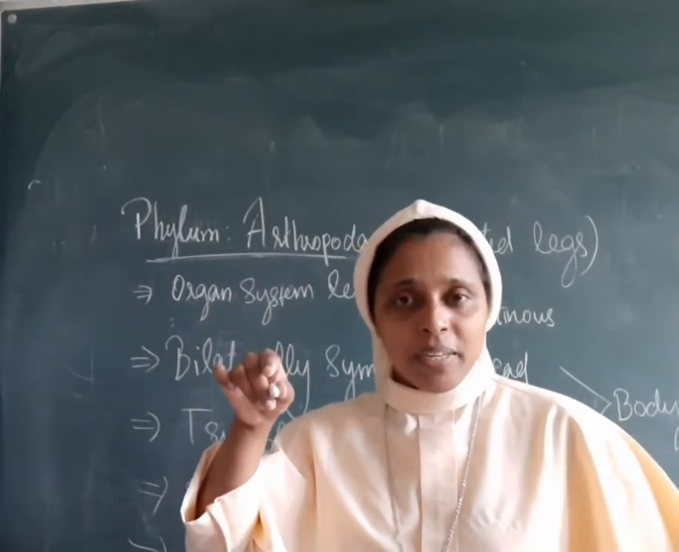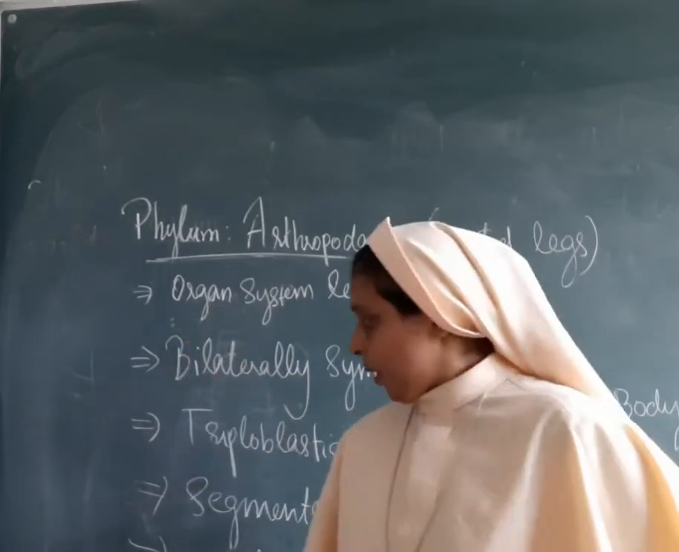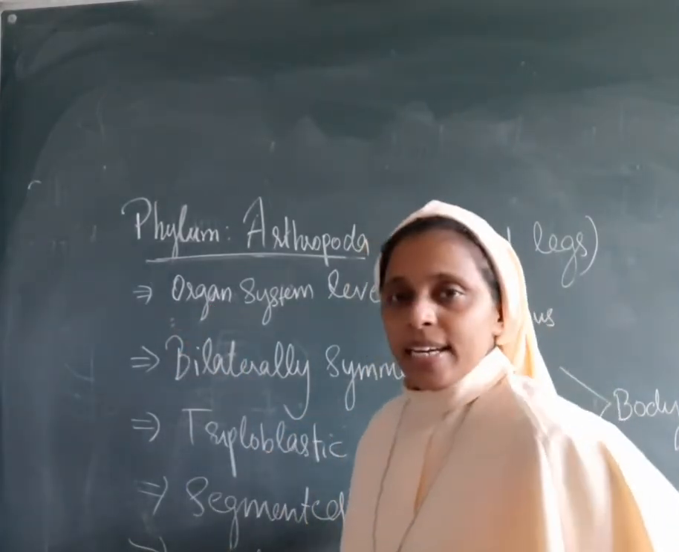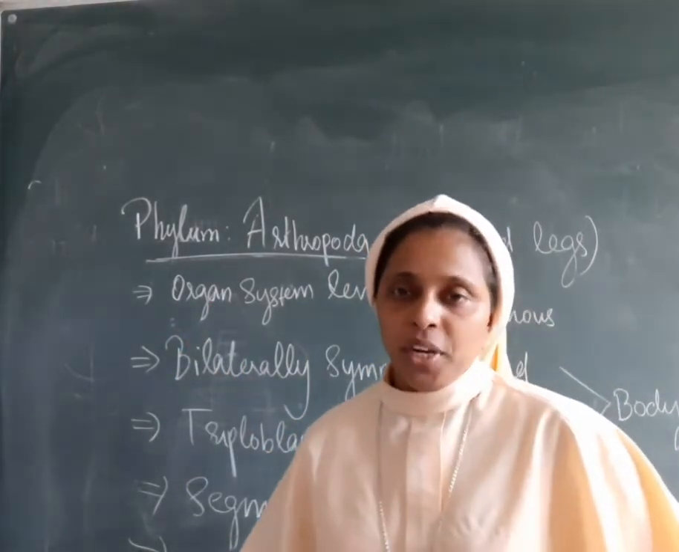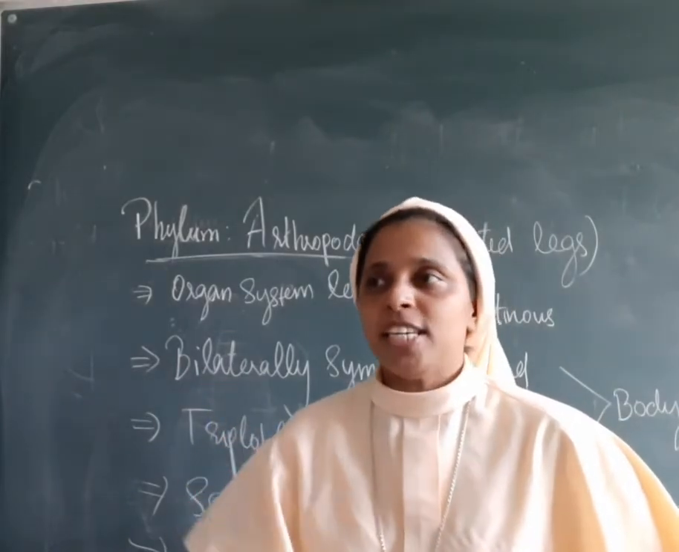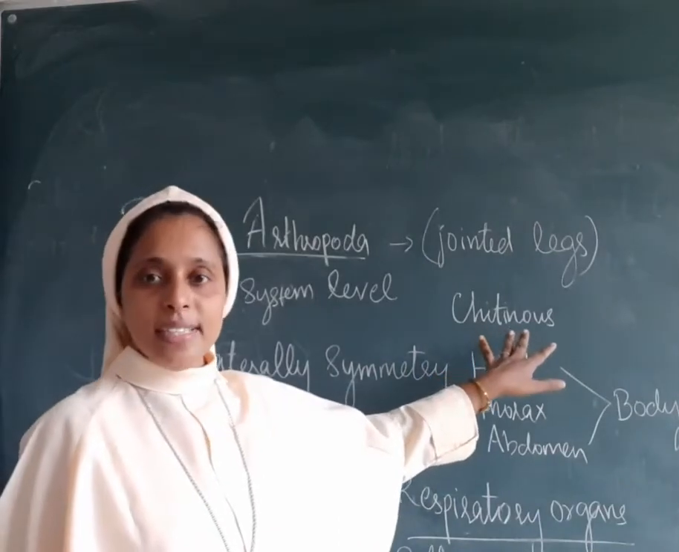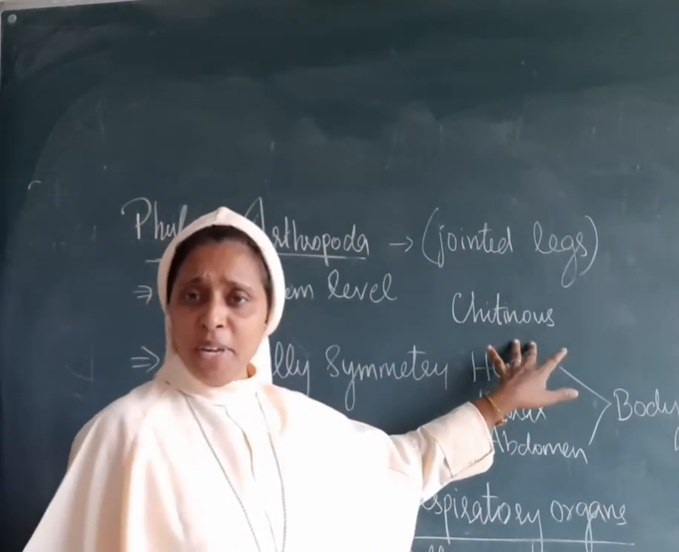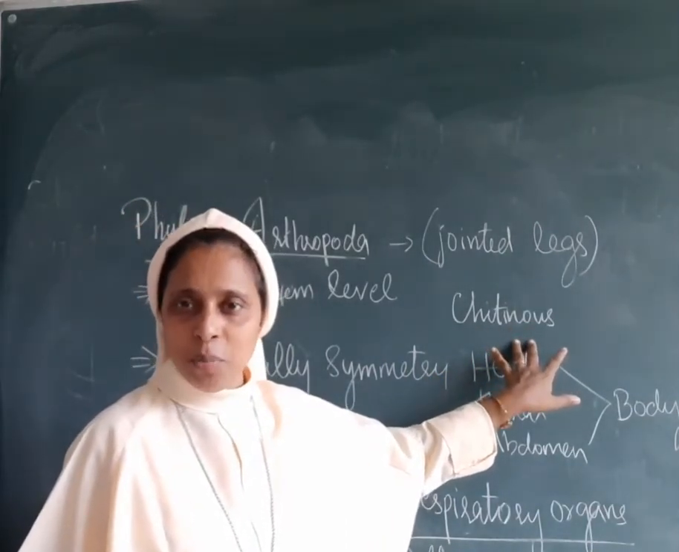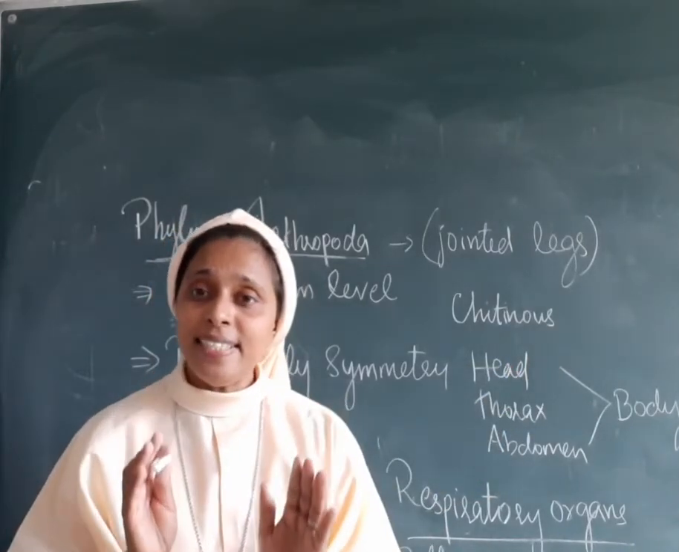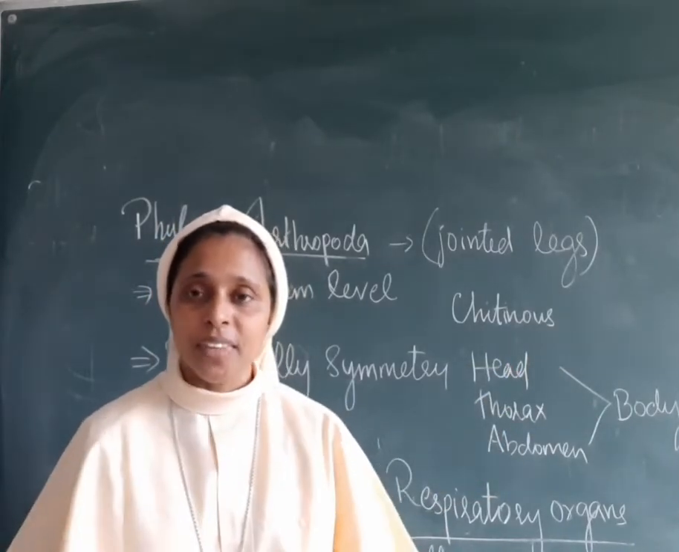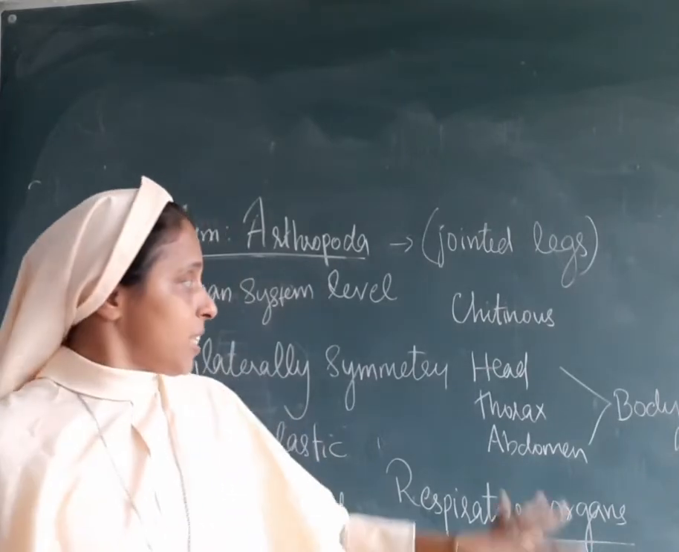Or the scorpion, they also have segments over the body. And coelomate, they have a body cavity so that the organs can fit inside it. Another important feature that we have to learn regarding Arthropoda is that they have a chitinous exoskeleton.